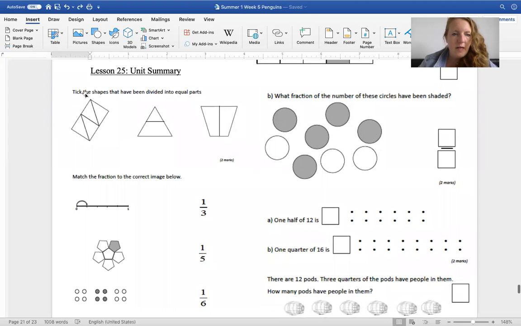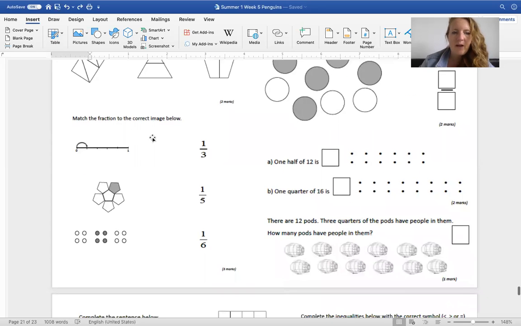This first one says tick the shapes that have been divided into equal parts. So you have this shape, this one, and this one. Remember, equal parts mean that they are the exact same. They have the same amount in it. So it might be that it was folded and this side is the same. If we put it together, you could see one isn't smaller or bigger than the other one. So they're equal parts. So tick, there might be more than one in this one. So you give a tick to which ones or which one have been divided into equal parts.